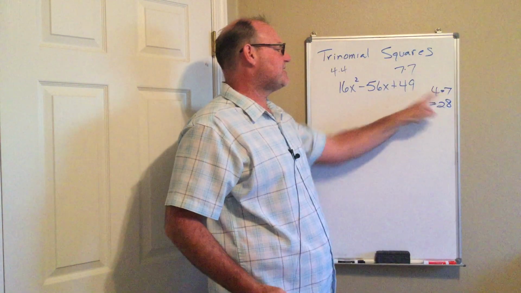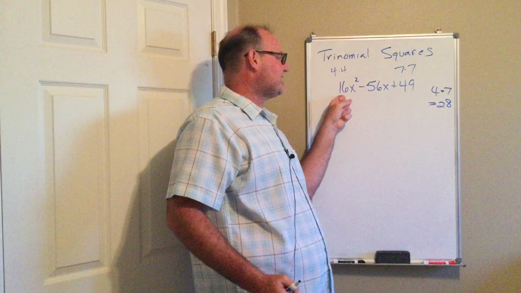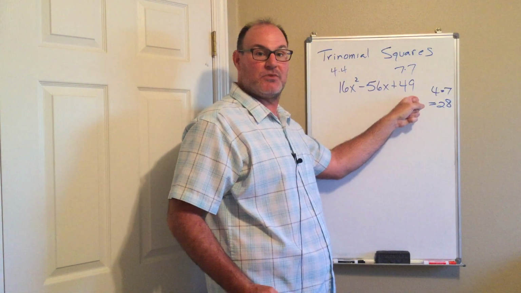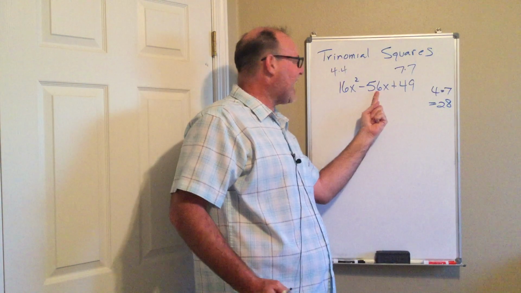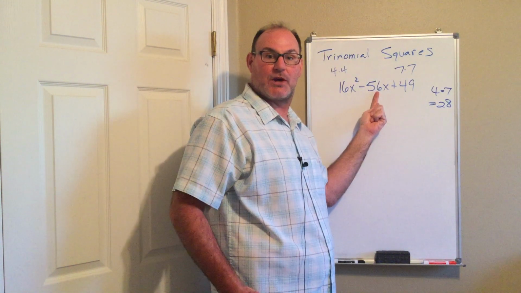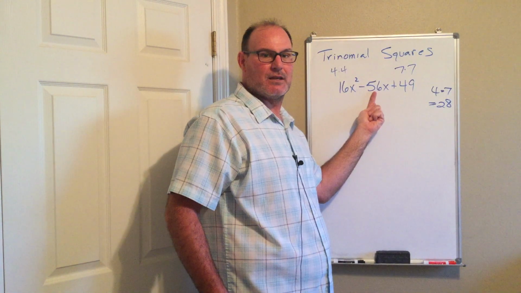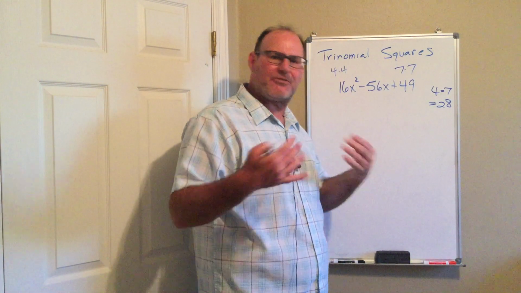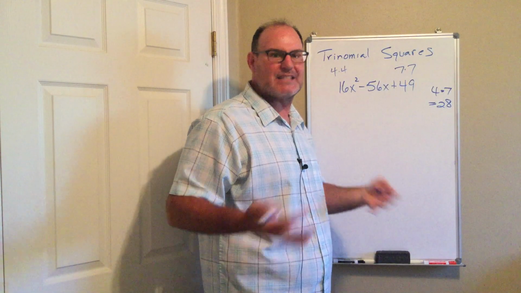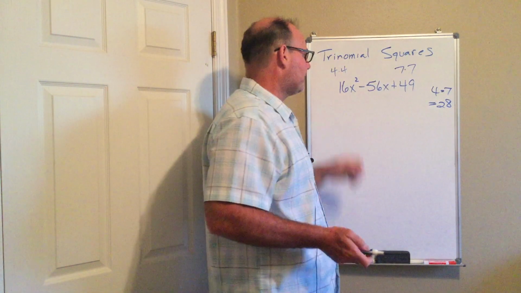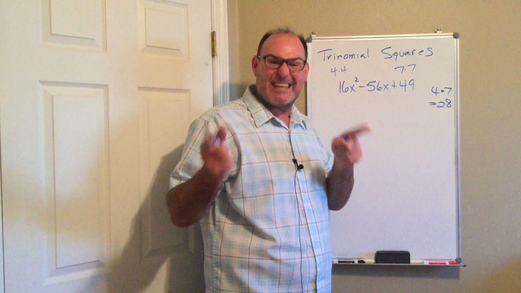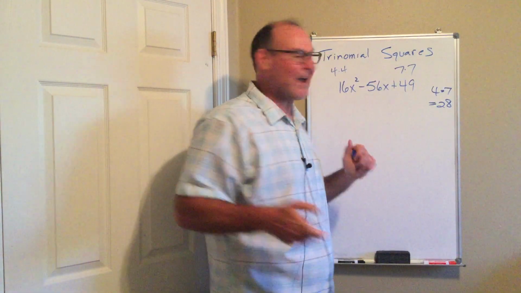If 4 times 7, if whatever the square root of this is times the square root of that, if those two things multiplied is exactly half of the middle, then you have yourself a trinomial square. And 28 is half of 56. Now, I know this seems kind of complicated, but after you've done a couple and you get good at recognizing it, it'll probably be a lot easier. But once you have recognized that it is a trinomial square, here's how you factor it.